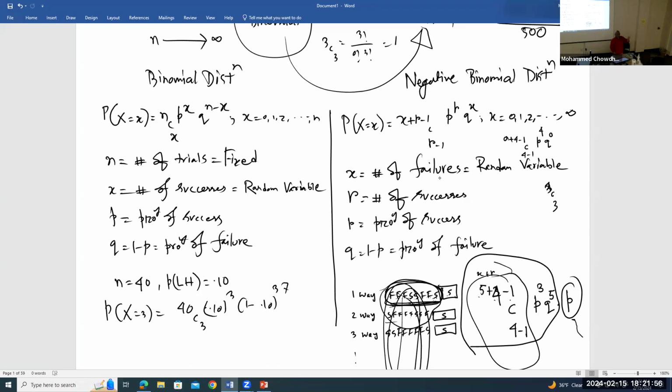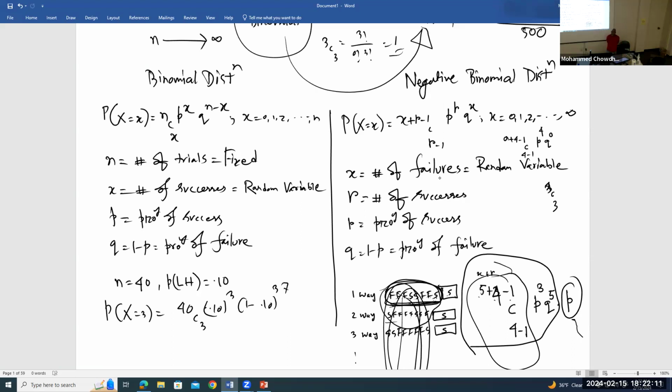3 successes can come: success, success, success. All of these successes can happen only one way. That is the only one way, right? Why can't we use binomial for this case? Sorry? Why can't we use binomial for this case?